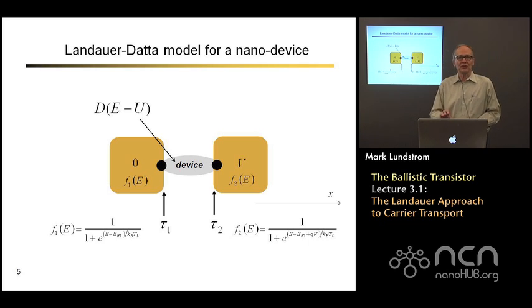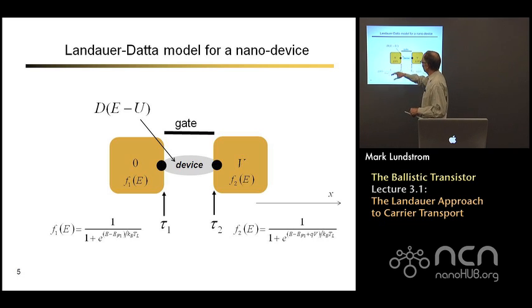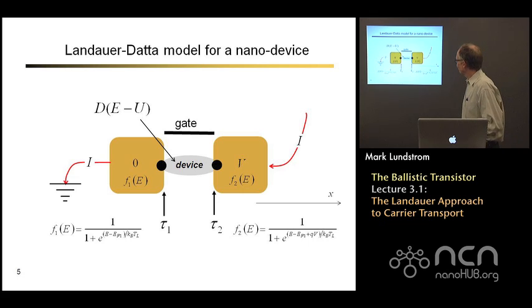We need to specify how the contacts are connected to the device. The easiest way to do that is in terms of these characteristic times. So these times tell us how long it takes to get charge in and out of the device. So if we have a charge in a device, tau 1 is the time it takes to escape into contact 1, tau 2 into contact 2. And we may have a gate voltage that changes the electrostatic potential energy and moves those states up and down, and then we have a transistor.